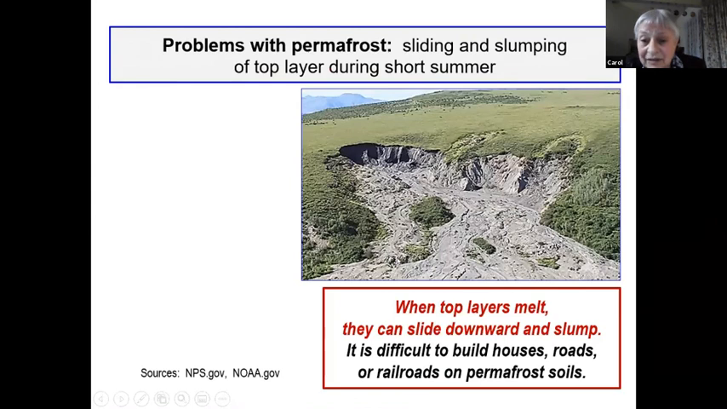And what you get in summertime is the melting top slips and slides and slumps. And you might imagine that this is a pretty difficult place to build houses on. You have to go to a lot of extra effort to put pilings for your road or your house or your railroad so that they are sitting on something that will stay put when the top layer melts for a couple months in summertime.